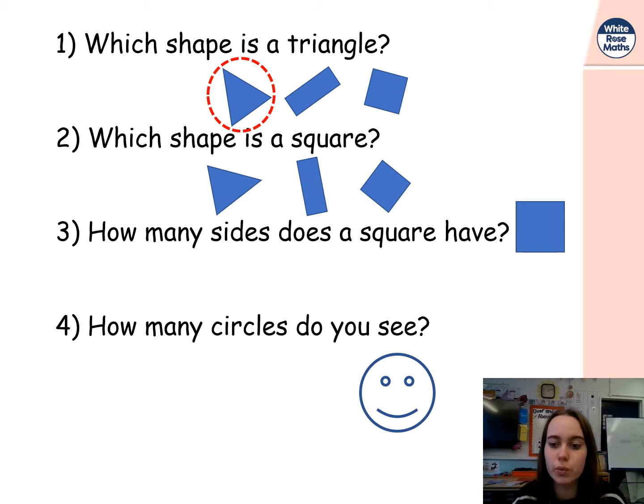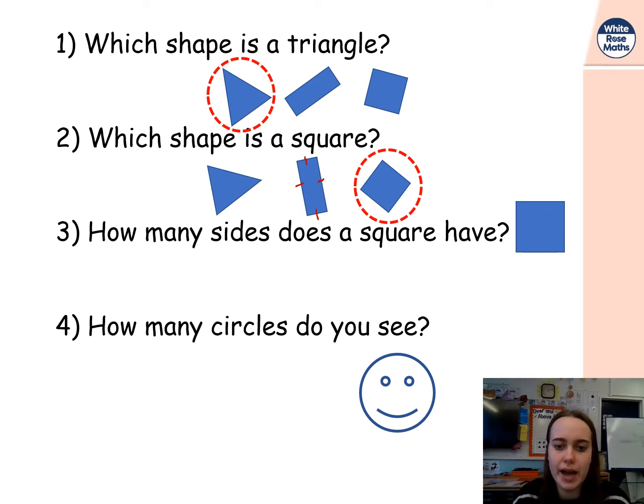So question 2, which shape is a square? How can we recognise a square? Hopefully you were able to tell that that shape is our square. Now we've got 2 shapes there with 4 sides and 4 vertices, but the square, all the sides are the same length, so that's how we can see a square.